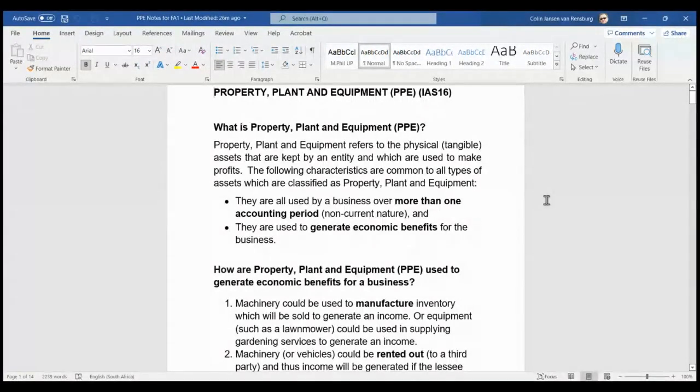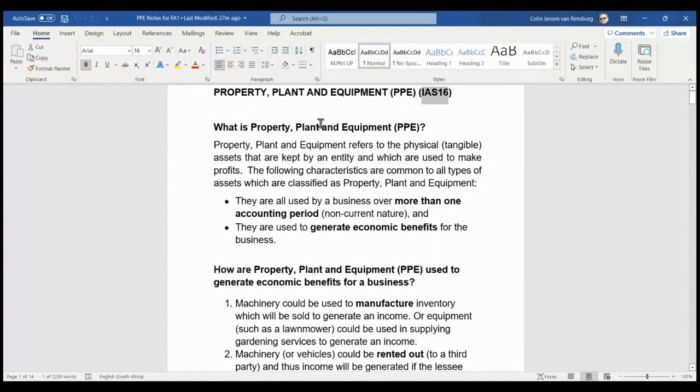So what is property, plant and equipment? And as you can see there, property, plant and equipment has got its own international accounting standard, namely IAS 16. And the title of IAS 16 is property, plant and equipment. That is why we are using the term property, plant and equipment, or PPE, ladies and gentlemen, and not motor vehicles and engines and what have you, right? So that is the name of the standard. So that is the name that we are going to be using.